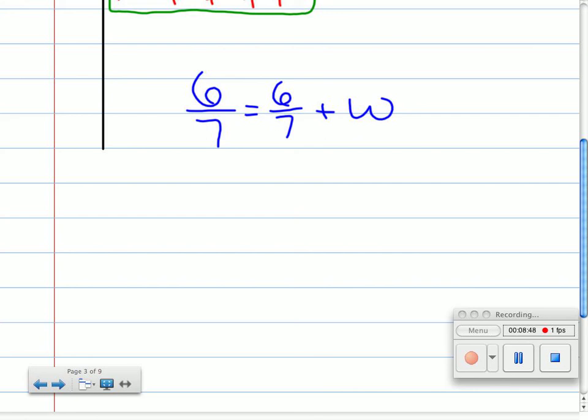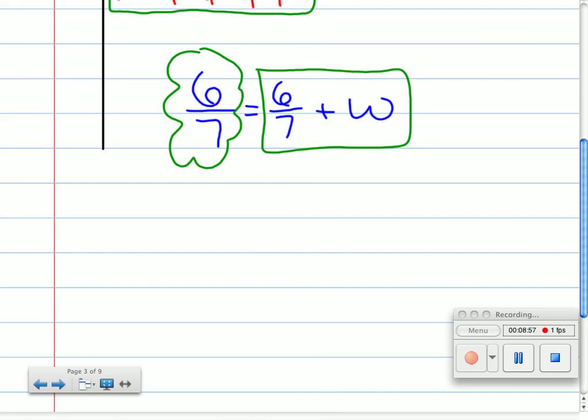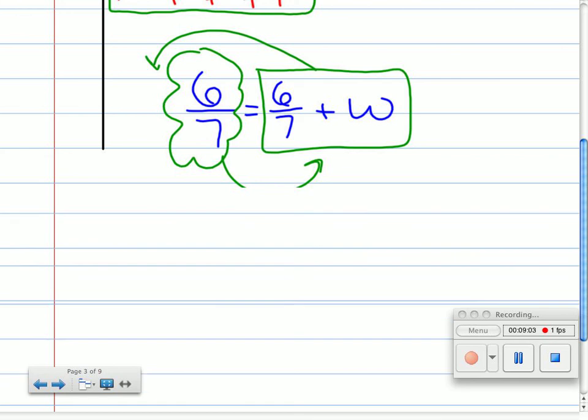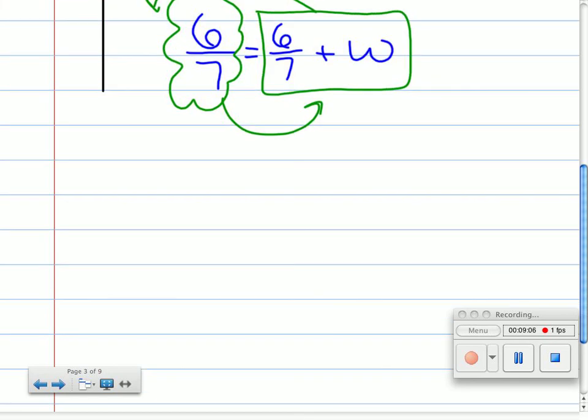I can flip it. That means I'm going to take this side and I'm going to rotate it with this. I'm going to get my W over to the left-hand side because that's what I like. It works easier for me. And that's what I do. I utilize that strategy. So that means I have 6 over 7 plus W equals 6 over 7.